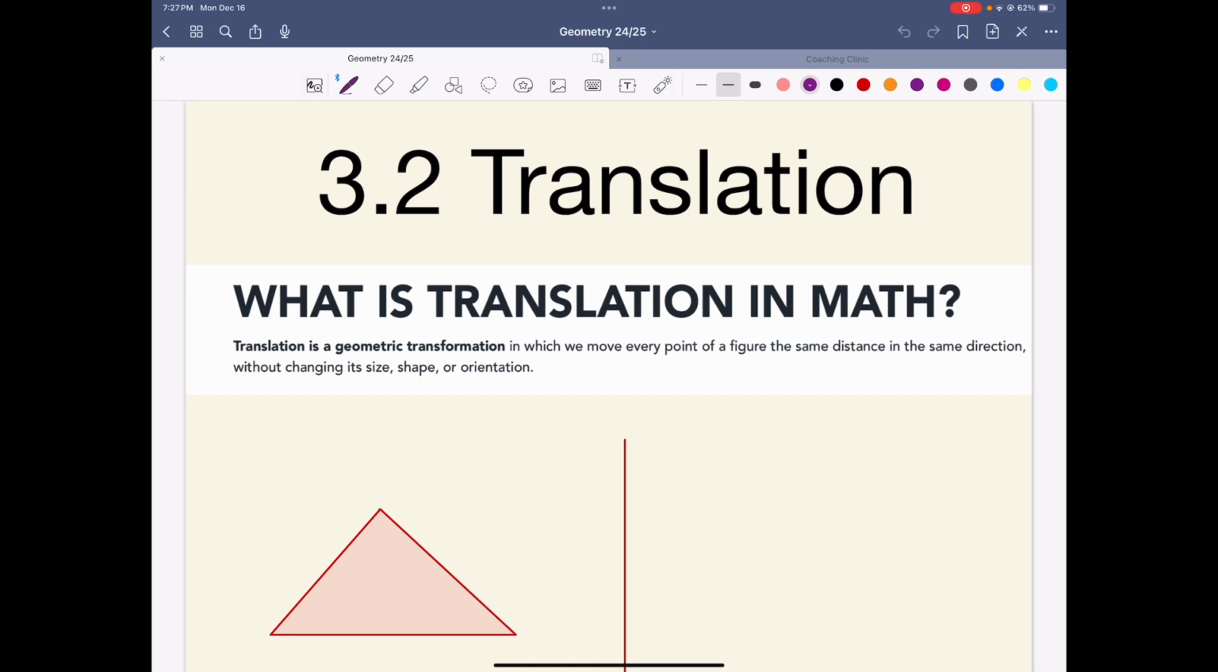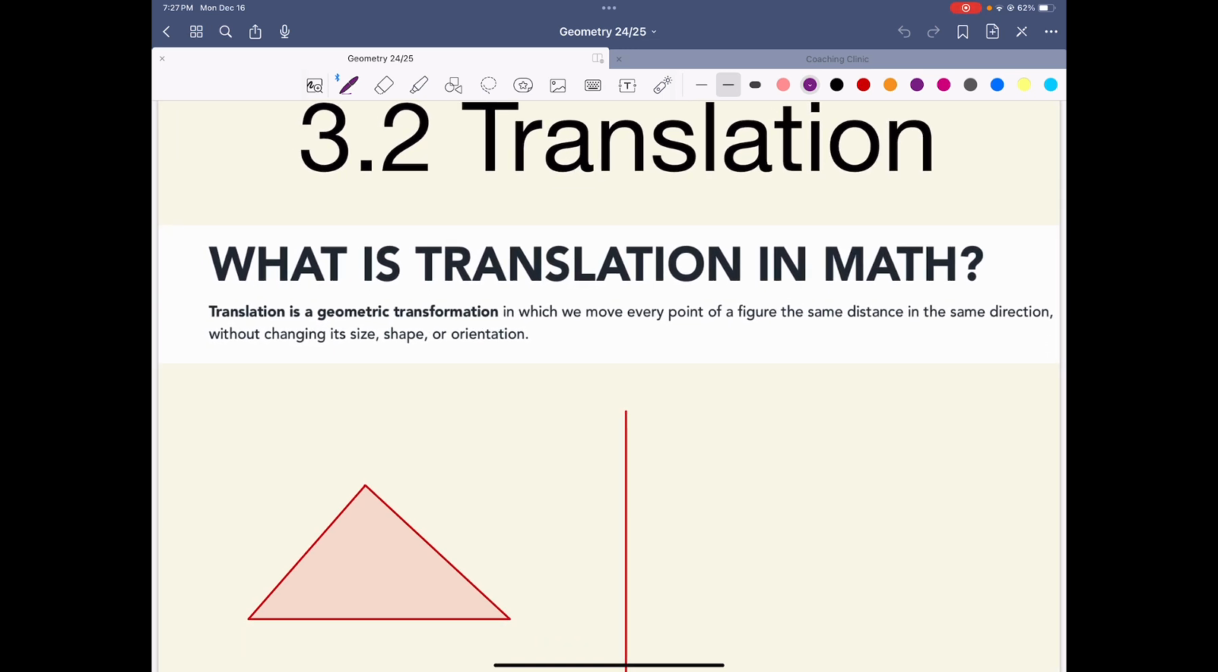Let's talk about translations. First of all, what is a translation? Before I get to that, just a reminder that notes are going to be able to be used for this assessment. So make sure that you are taking some notes as you go through this, especially about how these are done. So with that being said, what's a translation in math?